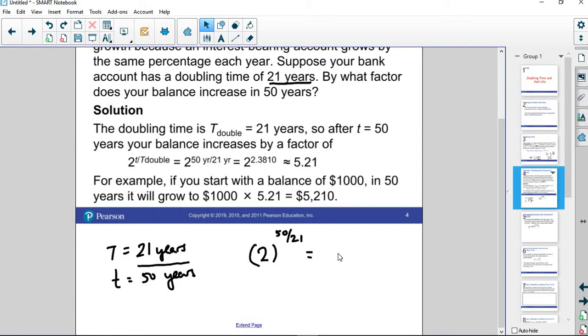And what that means is that's the number of times that your amount will go up. So if you start with a balance of $1,000, in 50 years it would be worth $5,210 because you multiplied 1,000 by the 5.21. That's what we call the factor of increase, or the growth factor.